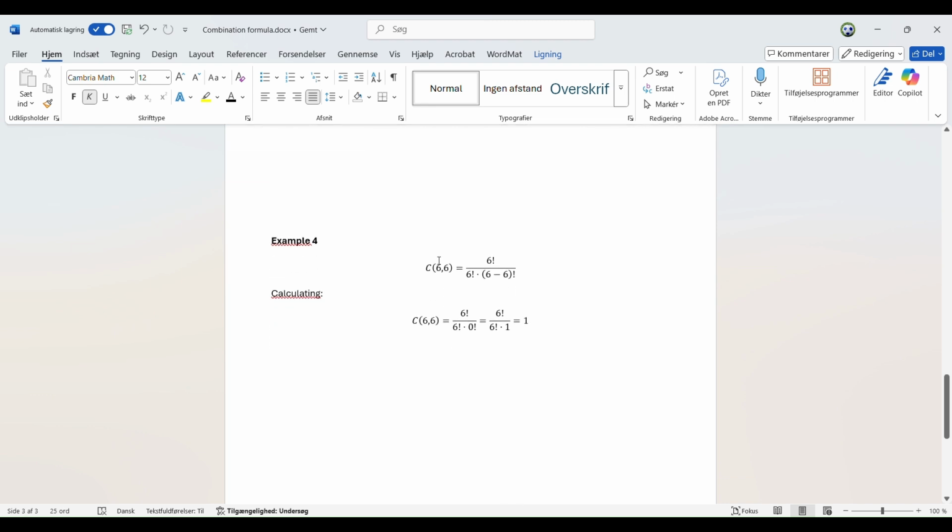Also example 4, if we say the combination of 6 choose 6, we put it into the formula here, and we could calculate it. So 6 factorial, we just let be up there in the numerator, and 6 factorial down in the denominator, and 6 minus 6 equals 0, so that will be 0 factorial, which equals 1. So once again we are left with 6 factorial over 6 factorial, which equals 1. So you have one way of choosing 6 elements out of 6. For example, if you would have to pick 6 students out of 6 students, you have one way of doing that.